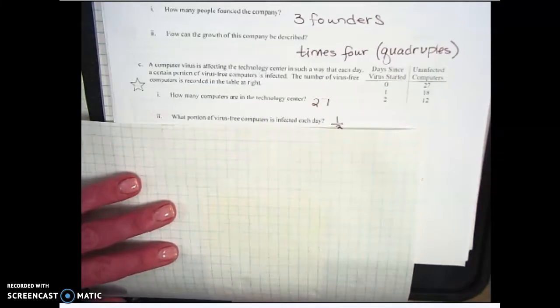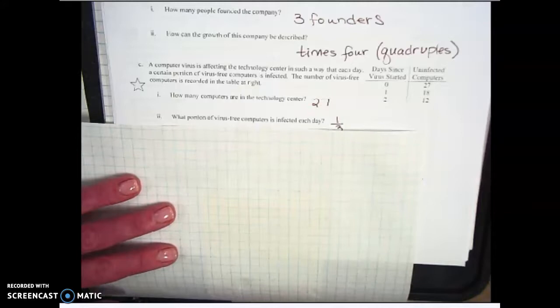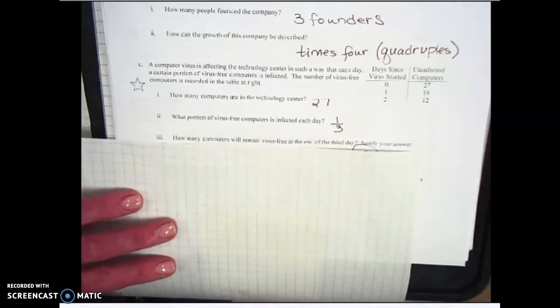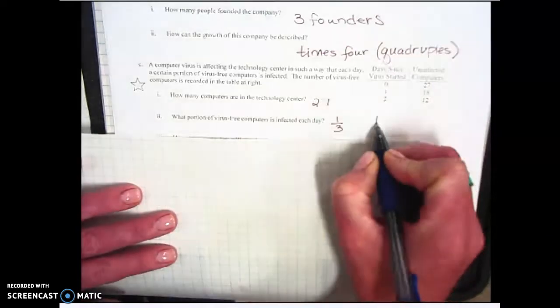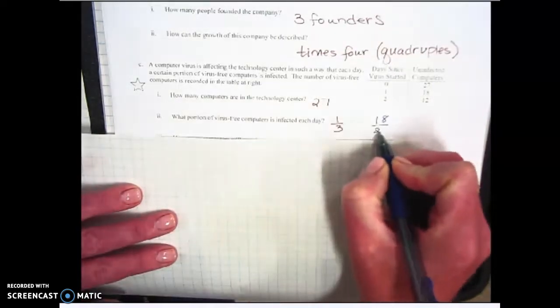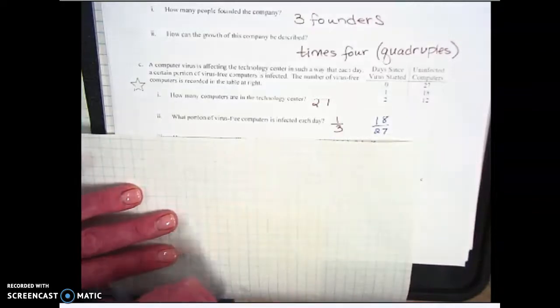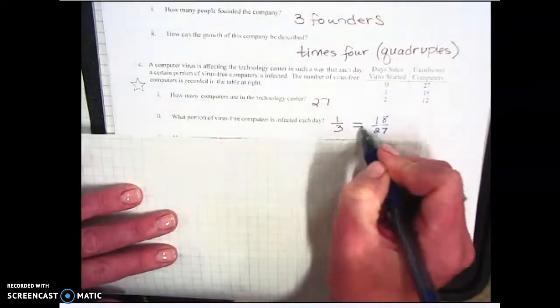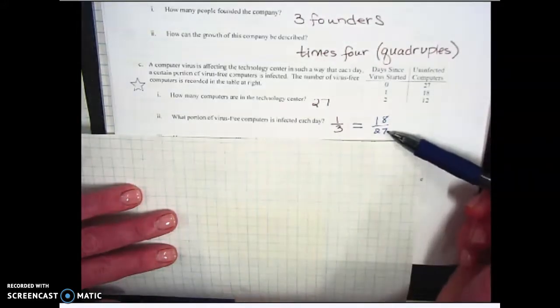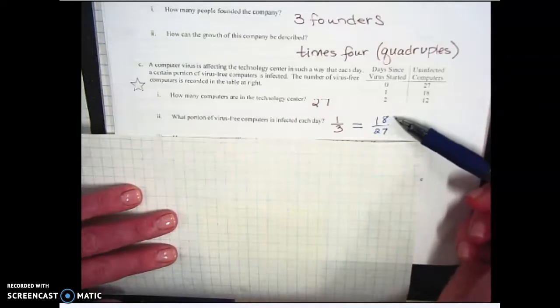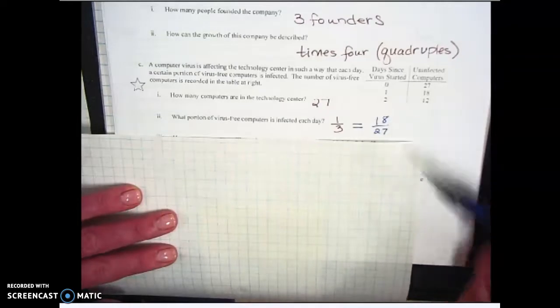Roman numeral 2, what portion of the virus-free computers is infected each day? We got 1/3. How did we get that? If you take 18 over 27, it's going to reduce to 1/3. What is the common factor of 18 and 27? 9. Okay.